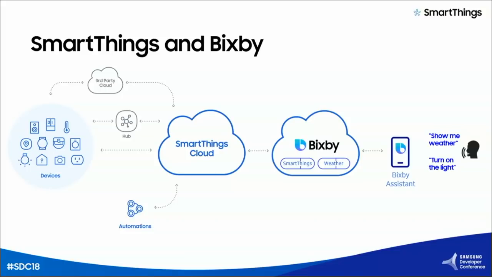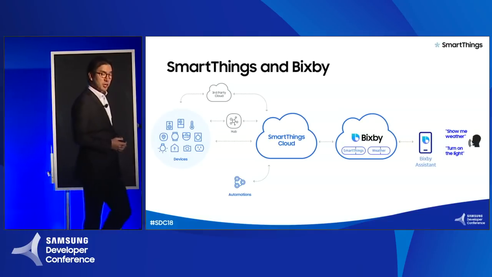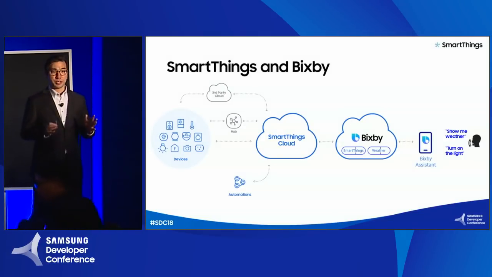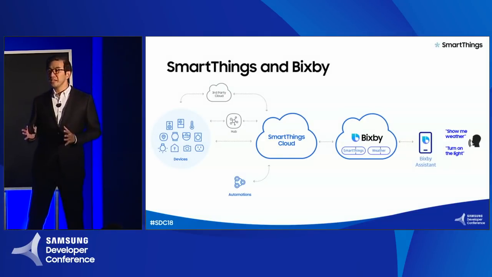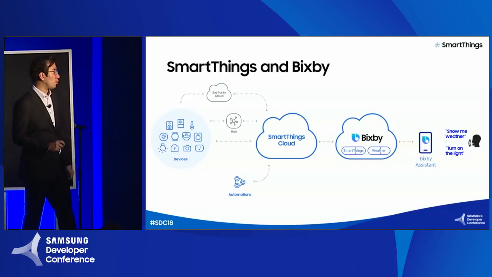Before we get into the details, let me talk more about SmartThings and Bixby. Samsung has two major services, SmartThings and Bixby. If you look at this figure, on your left-hand side there's SmartThings, and on your right-hand side there's Bixby. SmartThings covers IoT, and Bixby covers intelligence. That's a very simple answer to the relationship of both.